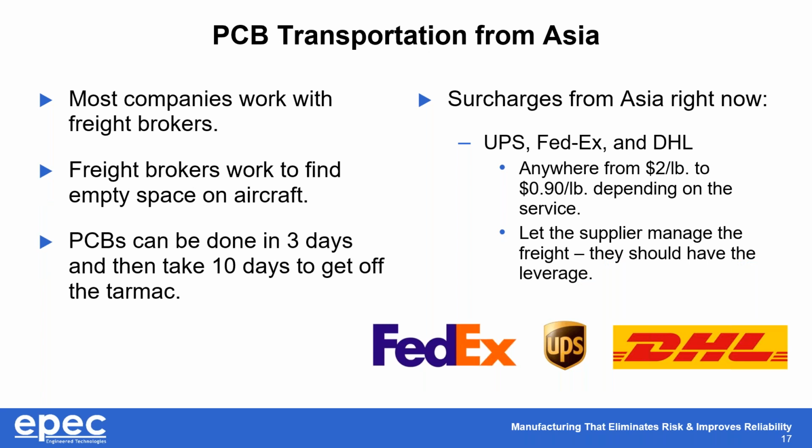One of the other issues on transportation that you're starting to see is that the big guys, UPS, FedEx, and DHL, are now adding $2 to 90 cents a pound surcharge on freight. So it's one of those other things that you need to watch, because they're not going to tell you until you get your invoice, which is what we've seen a lot of, right?